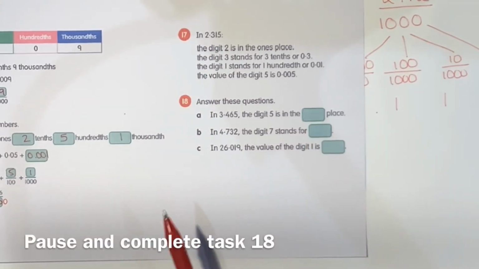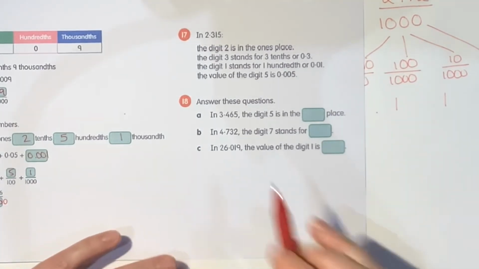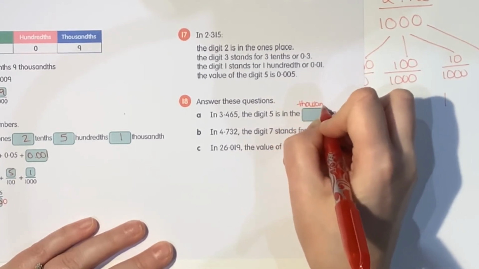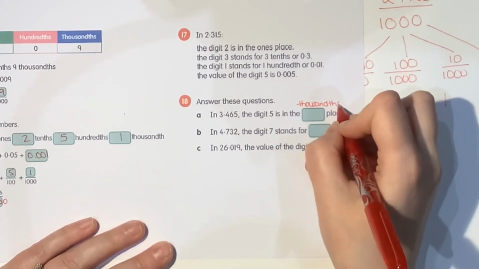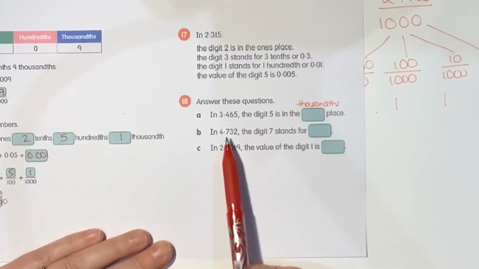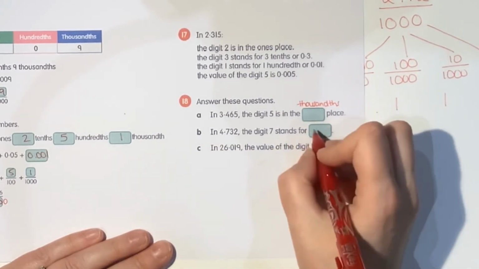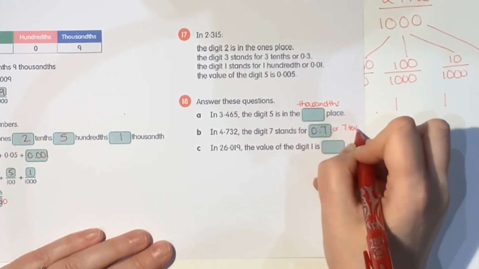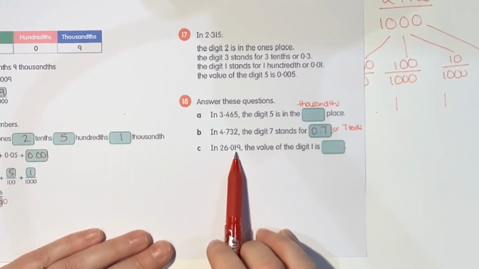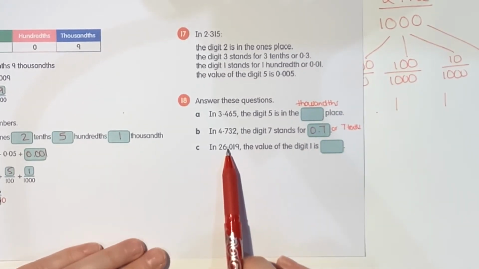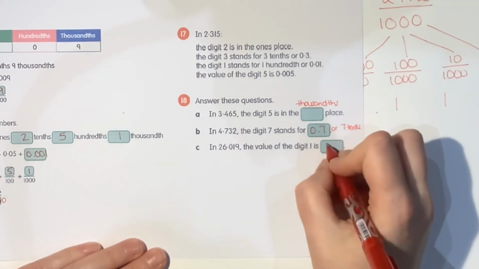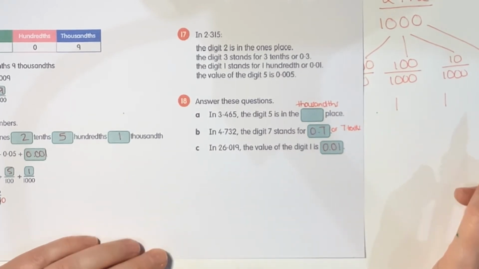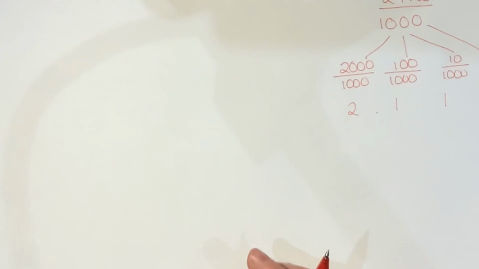Can you pause and have a look at those, please? Okay, the digit 5 is in the thousandth place. There's never enough room in these boxes to write very much in. It's thousandths. In 4.732, the digit 7, well, it's the one after the decimal point. So it's the tenths, so it stands for 0.7, or you could say 7/10. And 26.019, the digit 1, we've got the decimal point, we've got the tenths, then we've got hundredths, so it's worth 1/100, or 0.01. Oh my goodness, there's a lot of zeros in that video today.